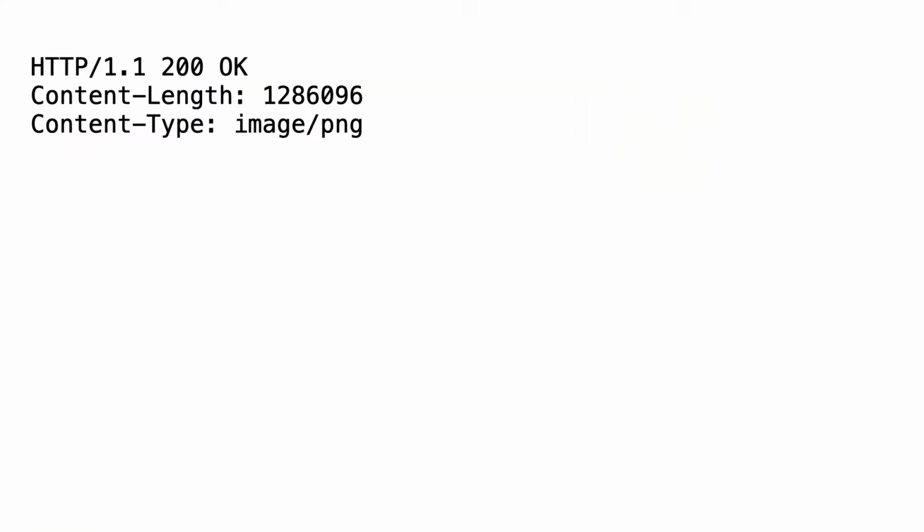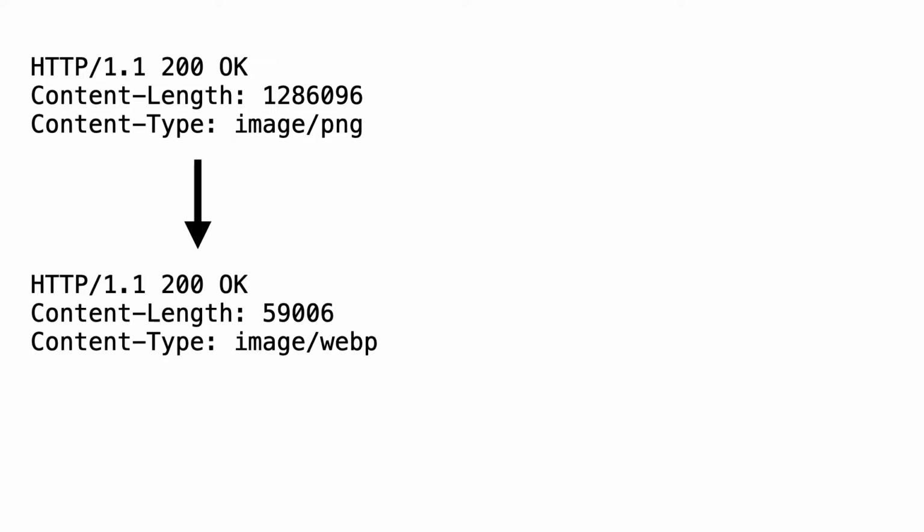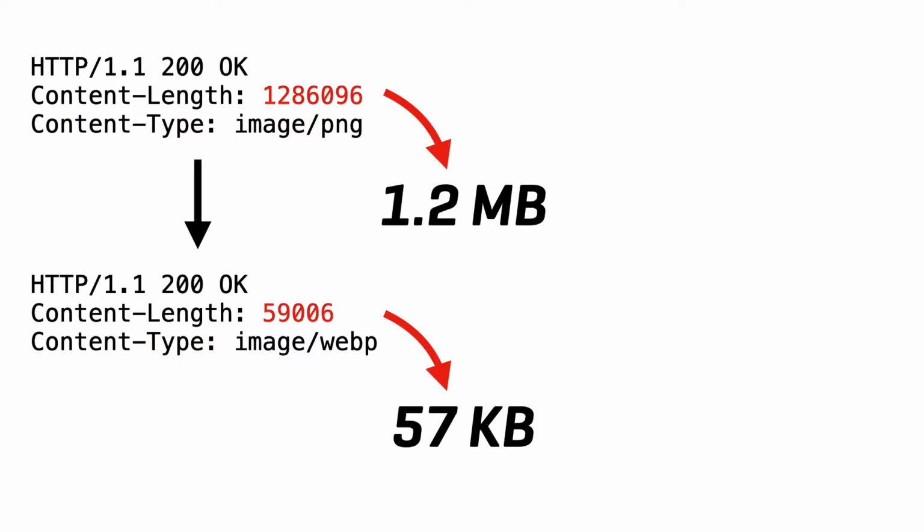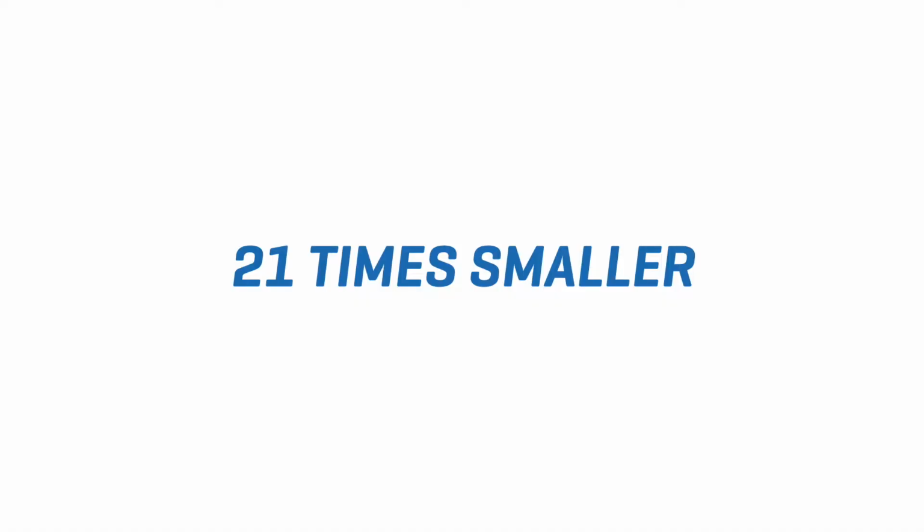And when we look at it from an HTTP point of view, the responses differ in two ways. The content length has changed and the content type has changed. And the content type went from image PNG into image WebP, and that was to be expected. But the content length, the change there is very significant. We went from a 1.2 megabyte image and turned that into a 57 kilobyte image. That's quite spectacular. And when we do the maths, that's 21 times smaller. That's definitely worth your while.